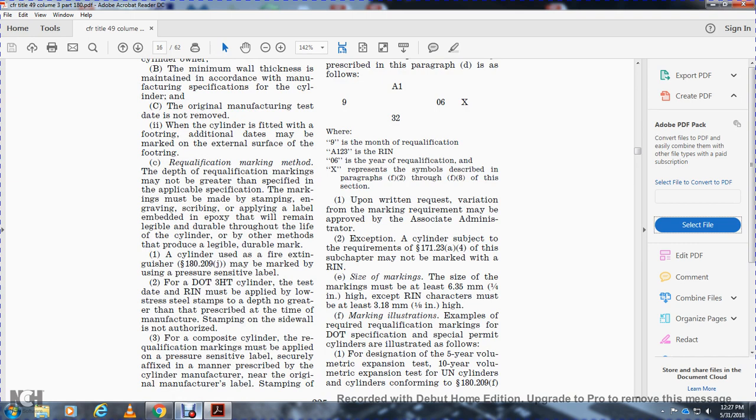For the 3T cylinder, the test of the RIN must be applied with low stress steel stamps with a depth no greater than the prescribed at the time of the manufacturer's stamping. The sidewall is not authorized.